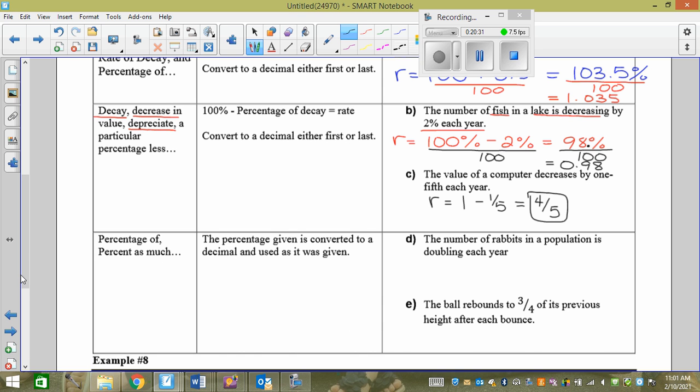This one says the number of rabbits in a population is doubling. If it says doubling, you originally have 100%, correct? That's what we said. So if it's doubling, I originally have 100%, but it's doubling. So how many percents do I got? I'm going to times that by 2, I'm going to have 200%, correct? But I told you can't put the percent symbol into our formula, right? So what am I going to have to do? Divide by 100. So my rate is 2.